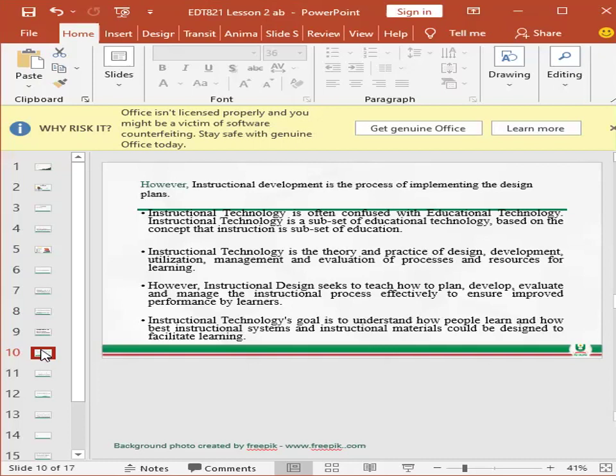It is to understand how people learn. That is instructional technology for you and I, and how best instructional systems and instructional materials could be designed in order to facilitate learning.